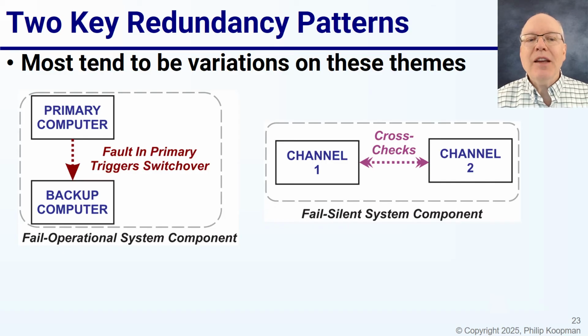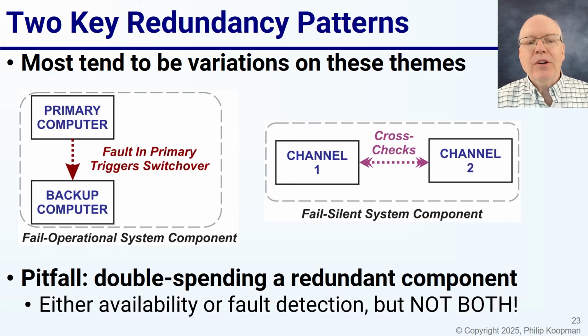Now, these patterns can be nested. So the primary backup, the primary might be this two-channel cross-check, and the backup might also be this two-channel cross-check, so that the primary knows when it fails because its cross-check fails and it shuts down, and then the backup can take over. And rail switches are built that way, for example. These are real patterns you see in the real world.